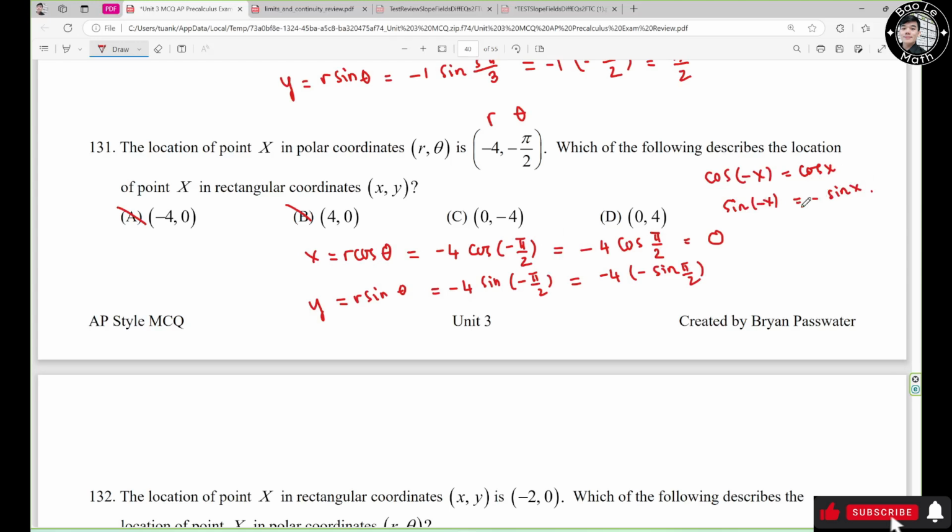So we're going to apply the formula right here. So it's going to be 4 times 1. Sine pi over 2 equals 1, so the answer is 4. So the answer must be D.